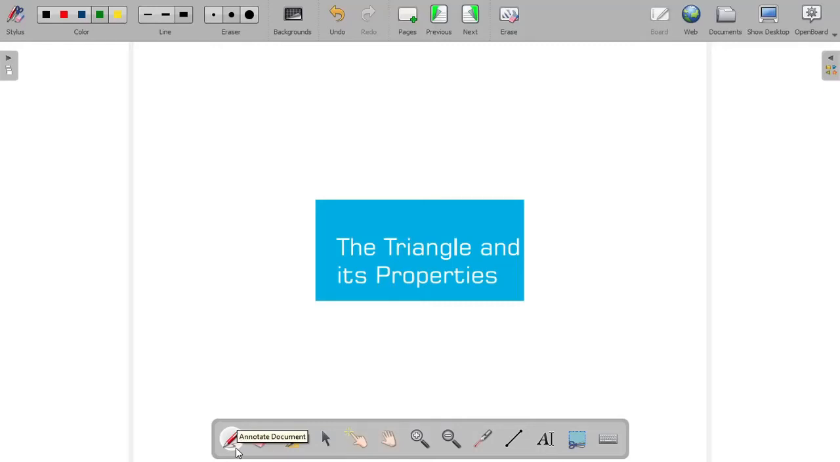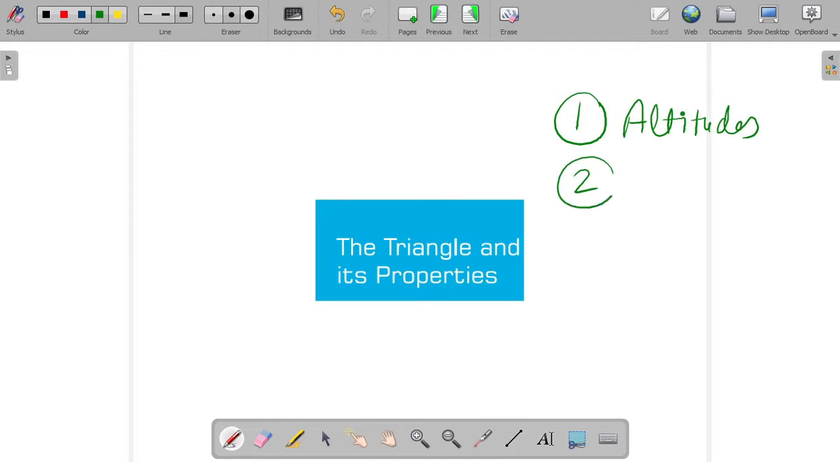Hello everyone. Today we are taking triangle and its properties, chapter 6, class 7. In this chapter we have to deal with exercise 6.1, related to altitudes. Altitude means which makes 90 degrees with that particular line.